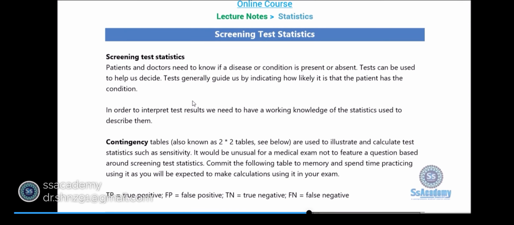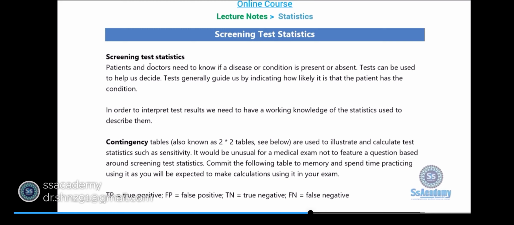Screening test statistics might be a five-star topic, a very hot topic of the exam, and you need to know them very well. Some of the formulas are really important for calculating the mathematical problems so that you can get them very well. With screening test statistics, the patients and the doctors need to know if a disease or condition is present or absent.